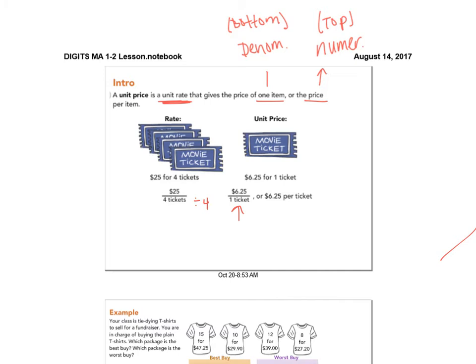And since the denominator has to be 1, we're going to divide by what our denominator is in our rate. So 4 divided by 4 gives us 1. Whatever we do to the bottom, we have to do to the top. So we had to divide by 4 at the top, and that's why we got this decimal, because 25 divided by 4 does not go in evenly. So it's $6.25 per ticket. So this is just like what we just did, only this is for the price of items.